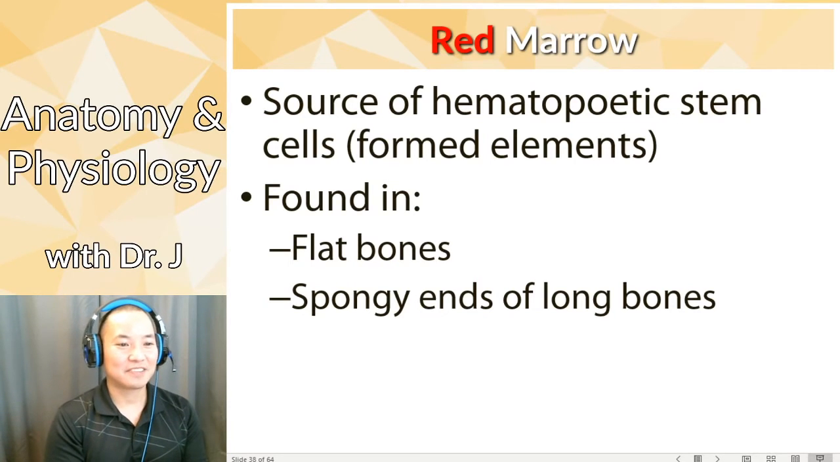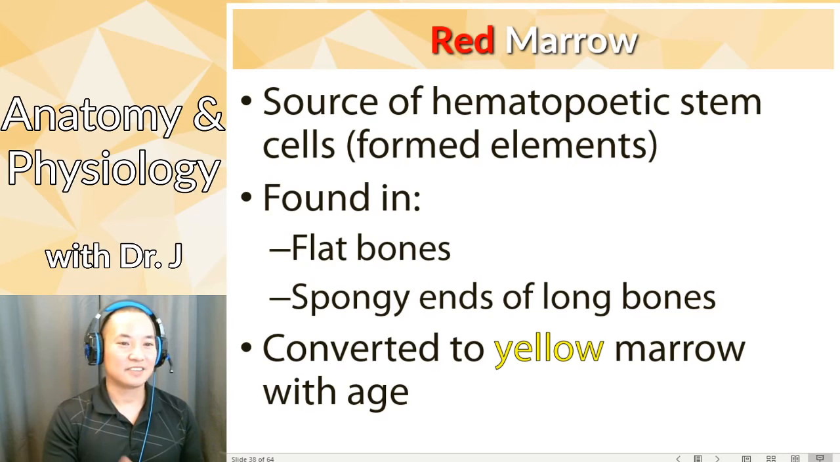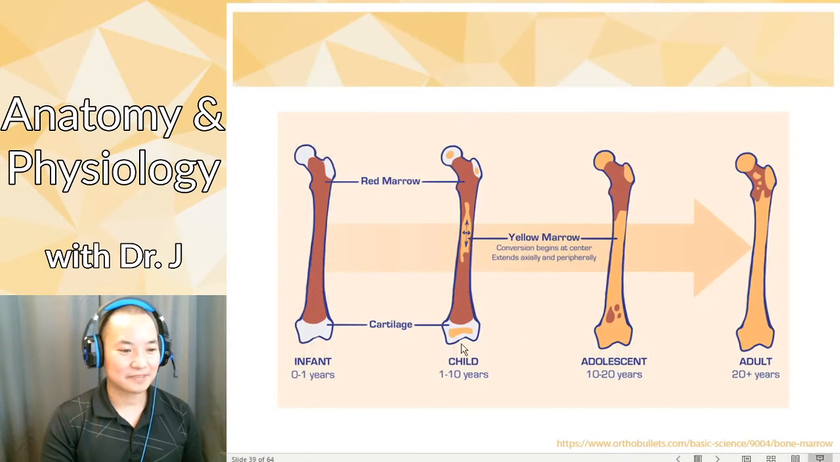But where do you find red marrow? You find it in the flat bones and the spongy ends of long bones. And the thing about red marrow is you don't have red marrow forever. When you're very young, your bones are full of red marrow. But as we age, it's kind of like bone growth. As we age, what happens to a lot of us? Speaking from experience, you start to accumulate adipose, right? So red marrow eventually becomes yellow marrow as we age.